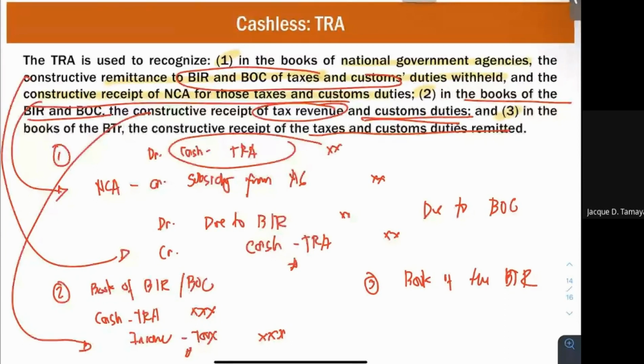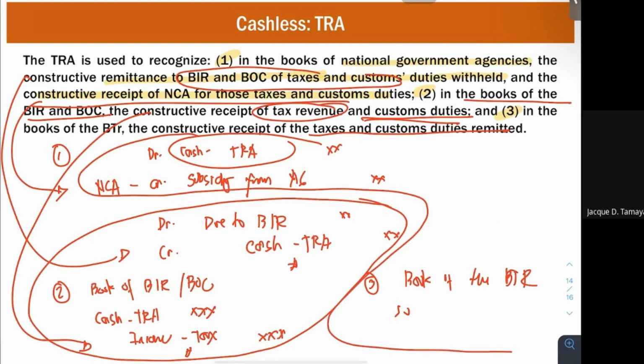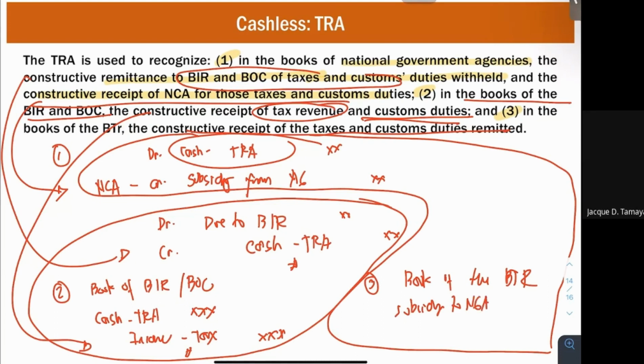That's the entry. That's the relationship: the due to BIR and cash TRA relate to the books of BIR and BOC. How about the relationship of the first entry? The first entry has a relation to the last, or third, entry, which is the books of the BTR. So we have subsidy from national government, and then you credit cash TRA.